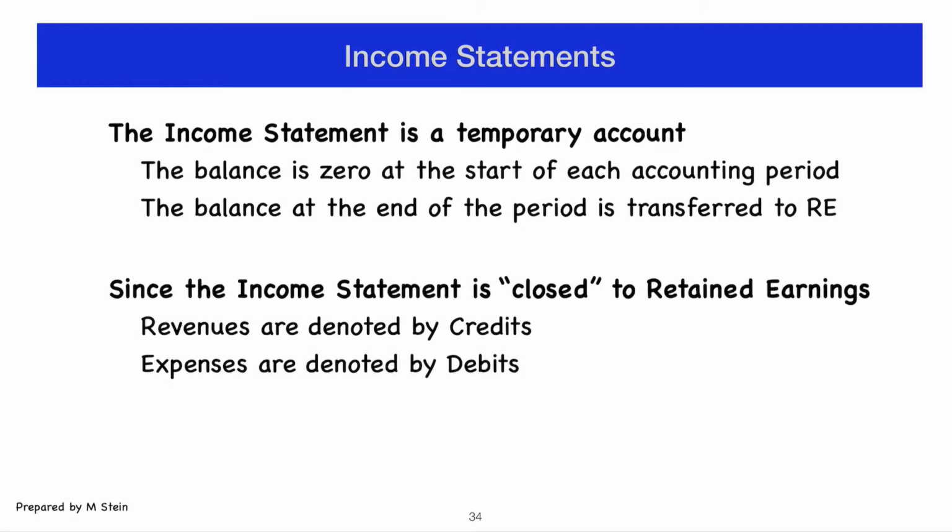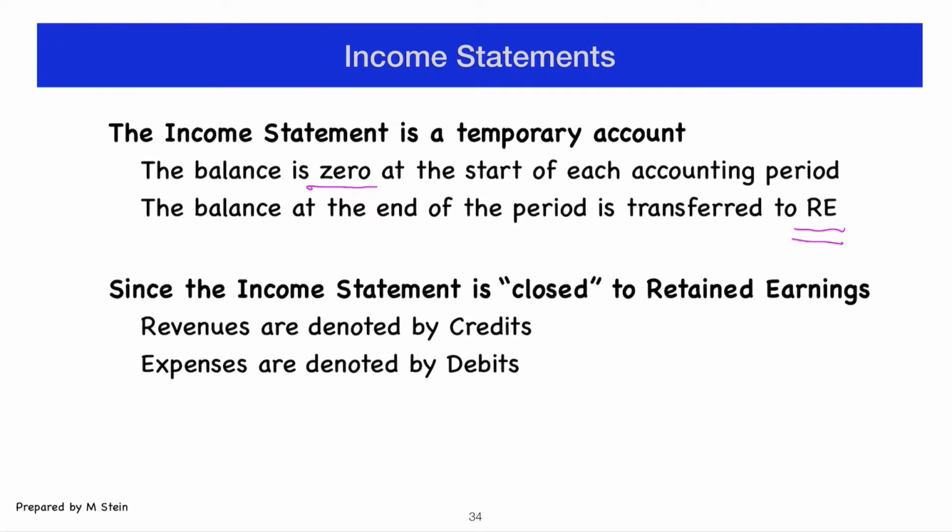Now, the income statement is a temporary account. And what that means is that the balance is zero at the beginning of each accounting period, and then we transfer the ending balance to retained earnings at the end of the period, once again setting the balance to zero. Remember, this is pretty important, that the income statement is closed to retained earnings.